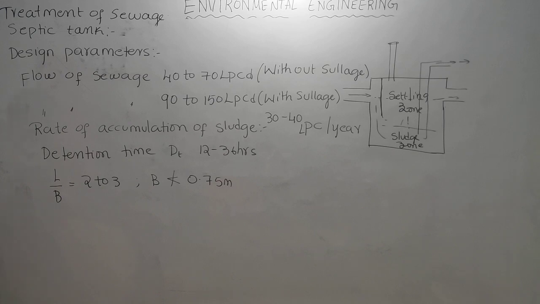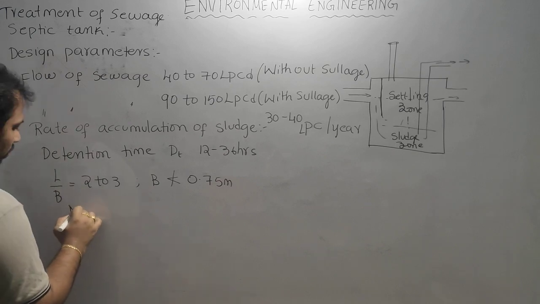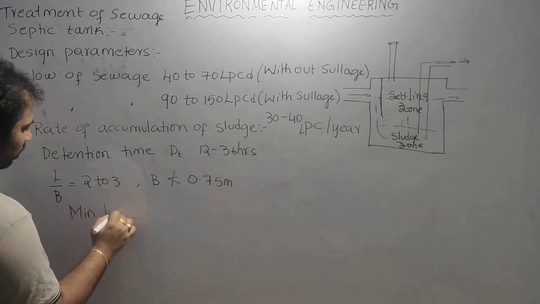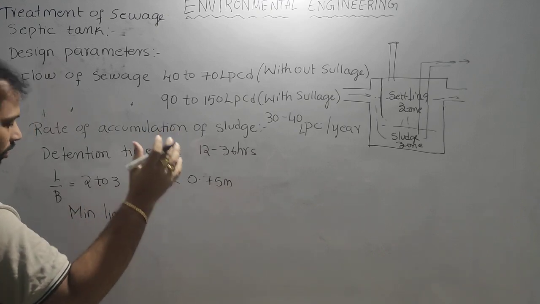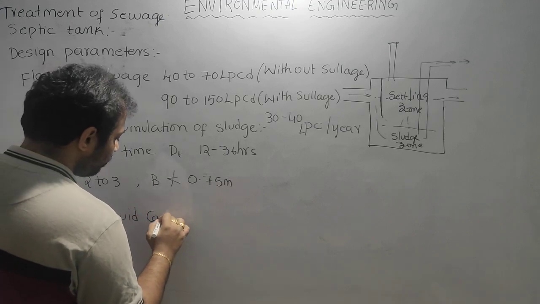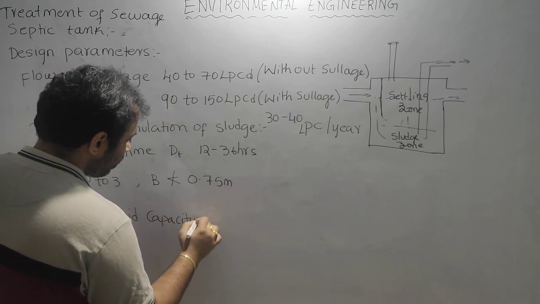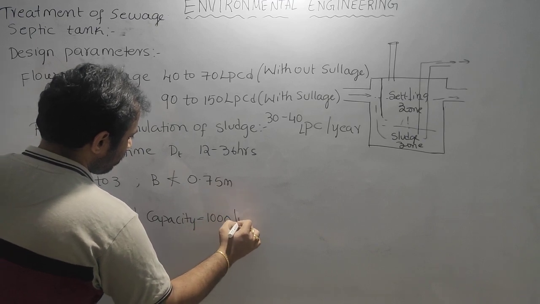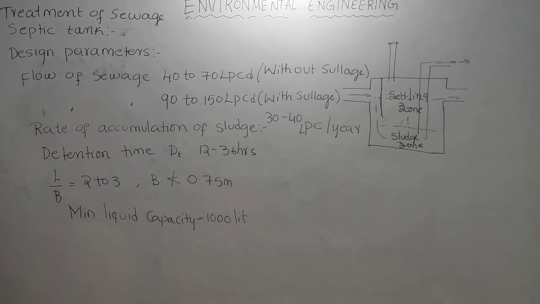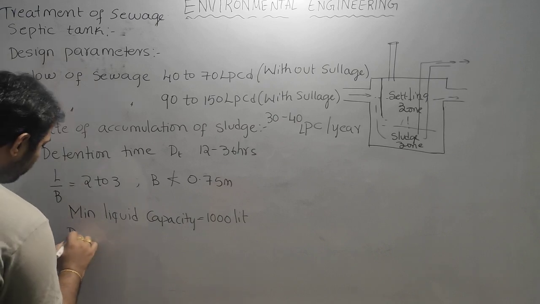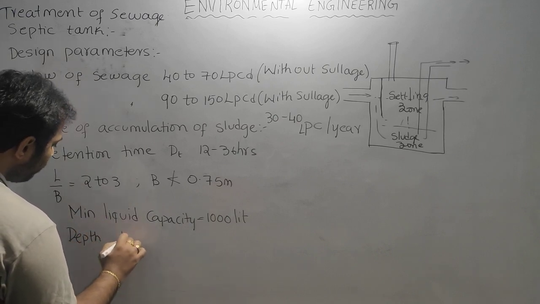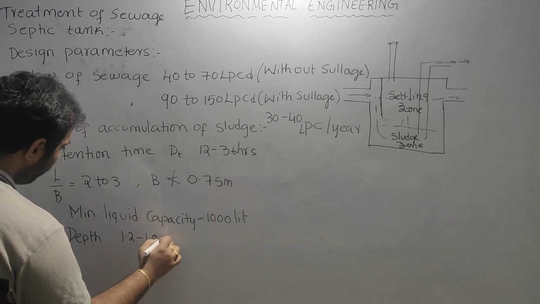Minimum liquid capacity is 1000 liter. Minimum liquid, that means the water holding capacity, is 1000 liter. Depth will be around 1.2 to 1.8 meter.